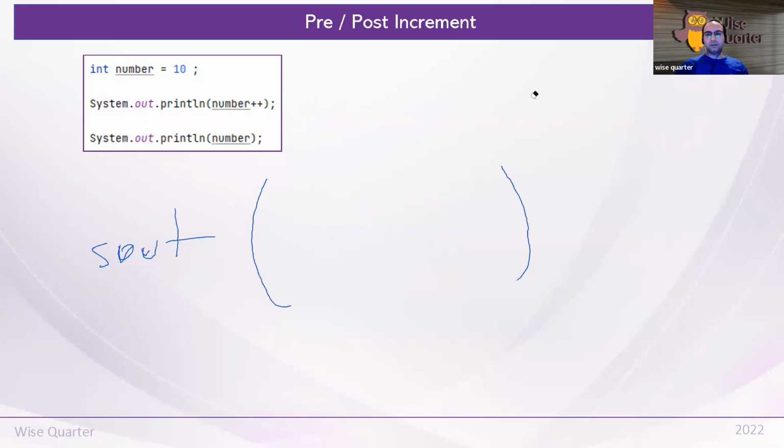If I had written it like this, plus plus B, first increment, then the job. First, it will increase the value by 1, and it will become 11, then it will print. It is a little hard to understand. Don't worry, we will try to solve a lot of questions.